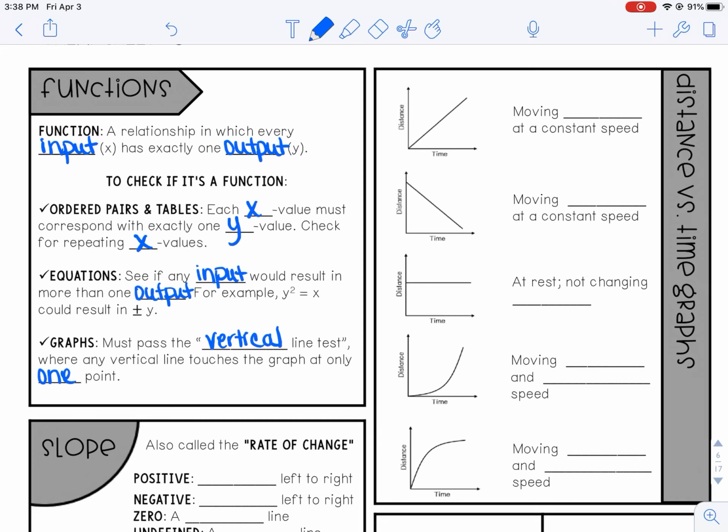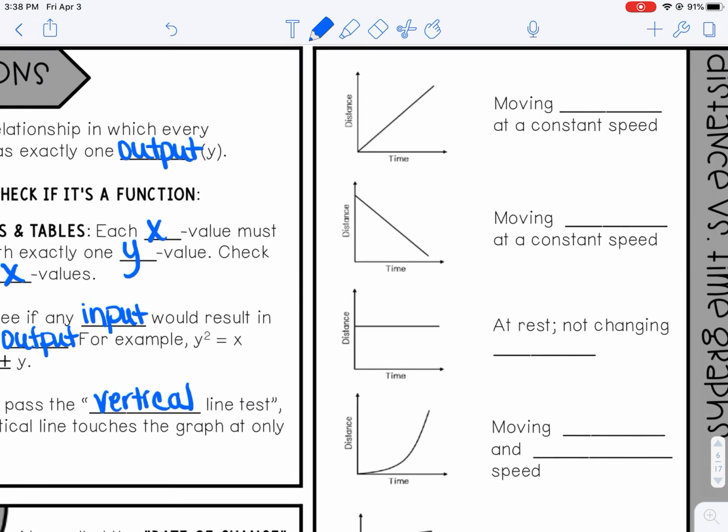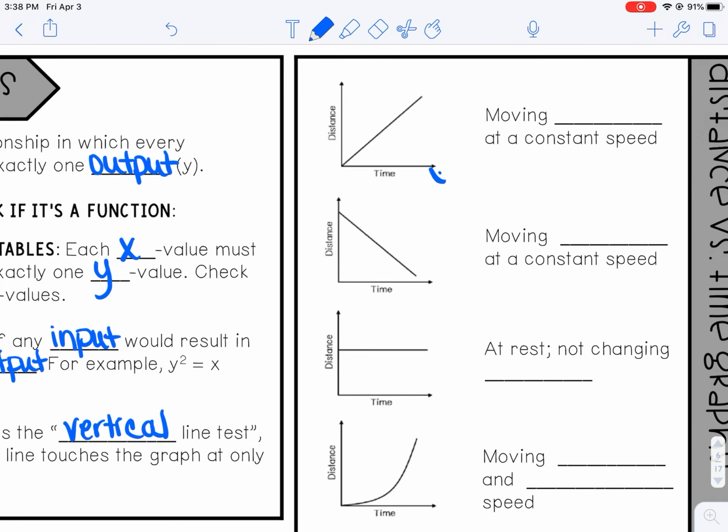All right, let's look over here at the distance versus time graphs. On our x value, we have time. On our distance, we have y.